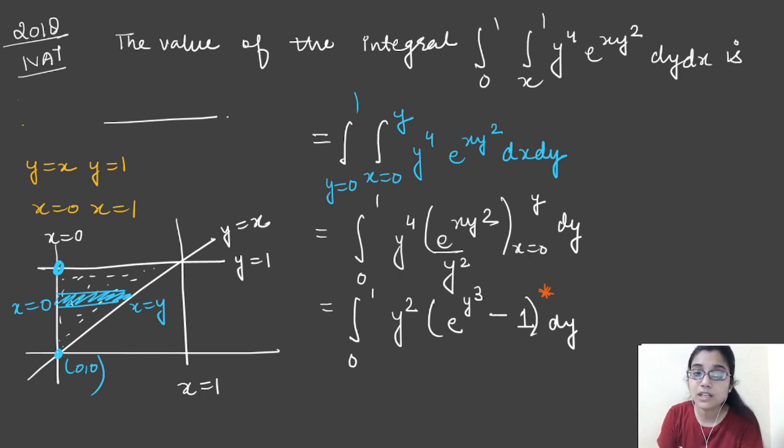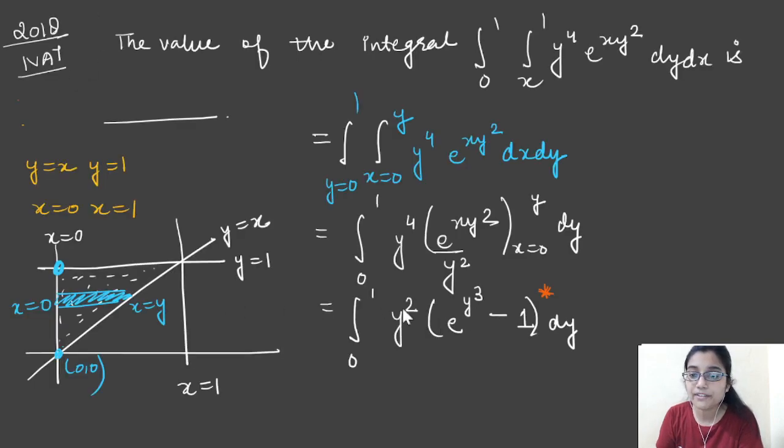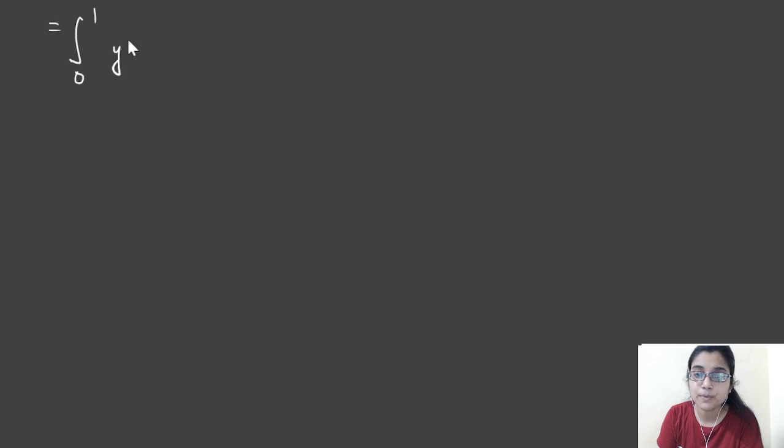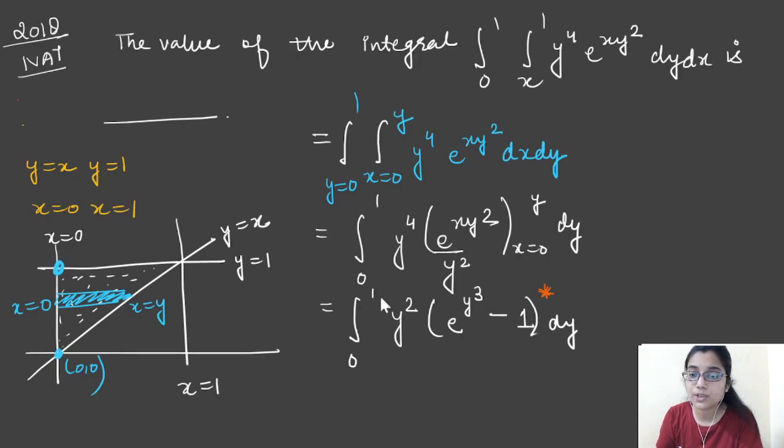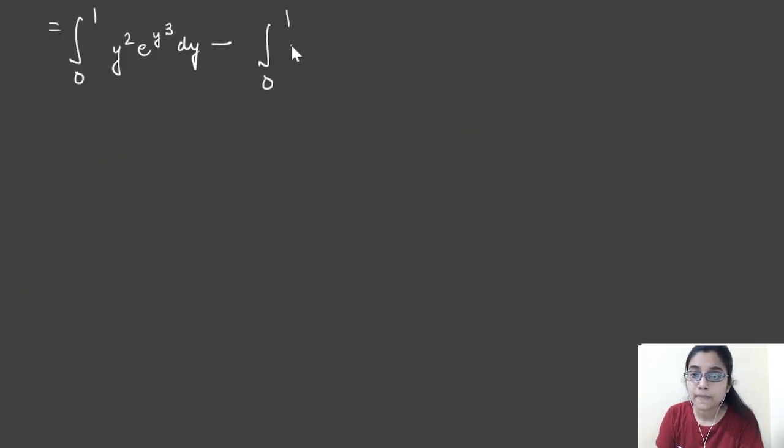Now we have to integrate it. What we will do, we'll write it down once more. Here we have 0 to 1 and y square e raised to the power y cube dy. Then minus 0 to 1 and this time it is going to be y square dy. Fine. So we kept it y square dy. So what it became, this is a substitution problem.